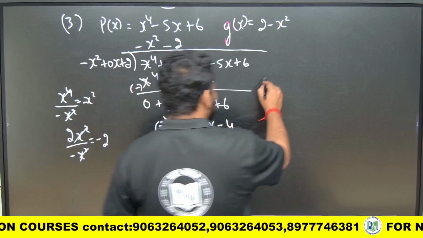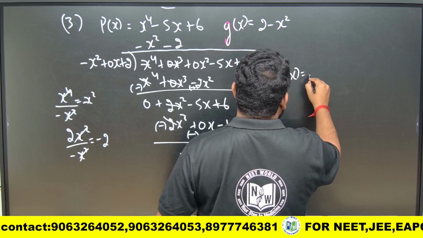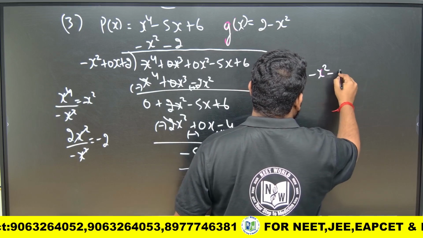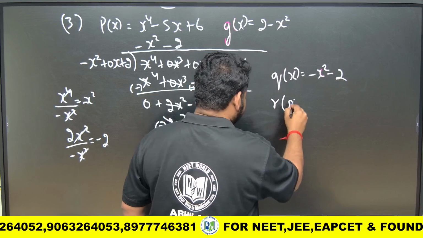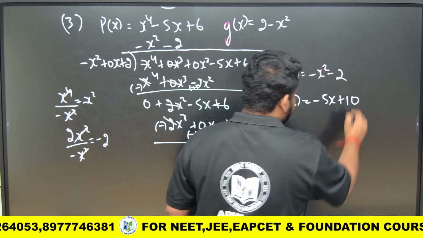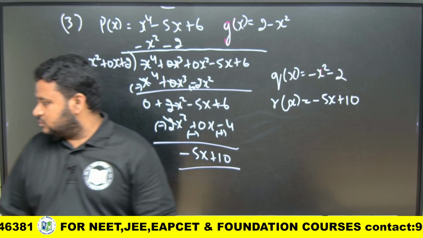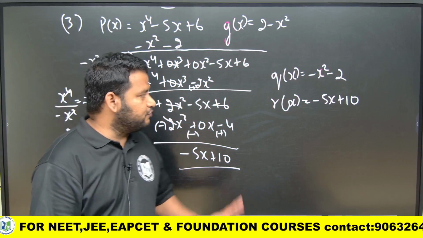So what do you have? The quotient Q of x is minus x square minus 2. What about R of x? R of x is nothing but minus 5x plus 10. This is what I have for this question. Clear, friends? This is how we solve these questions.